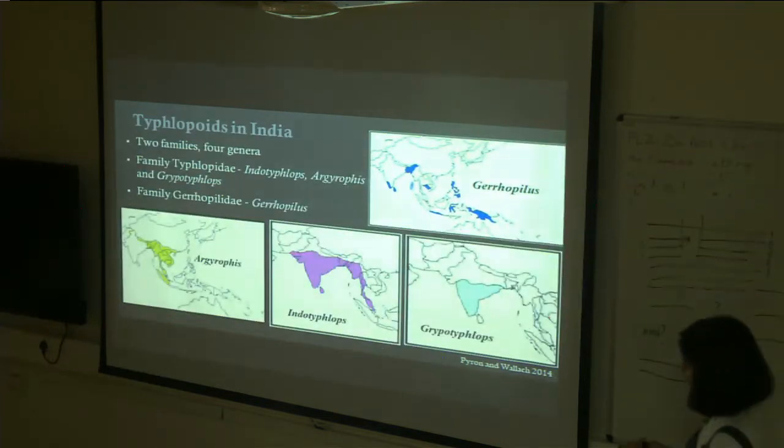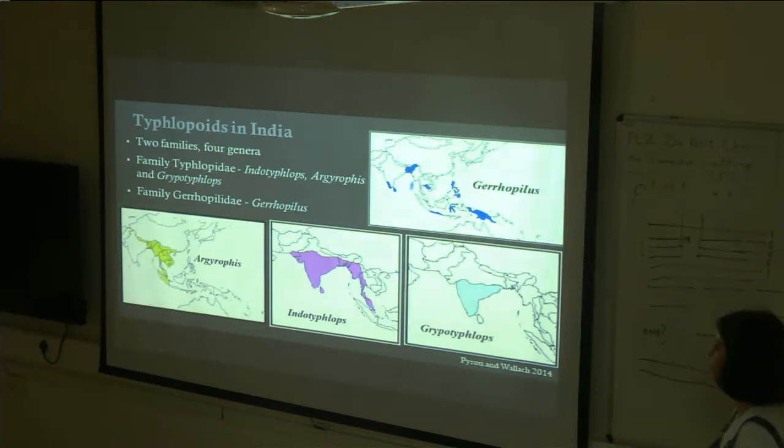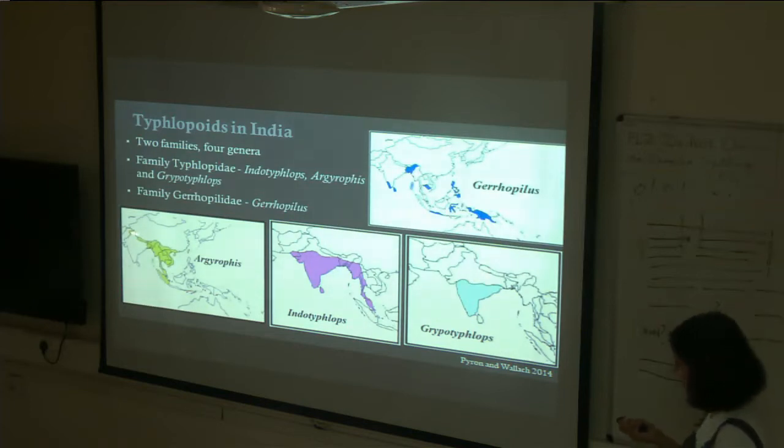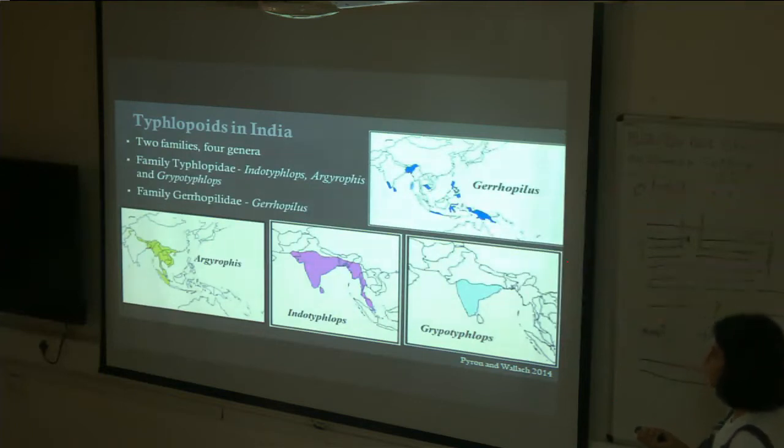And within India, we have 4 genera belonging to 2 families. We have Gerrhopilus, which belongs to the family Gerrhopilidae. And we have 3 other genera from Typhlopidae, which are Indotyphlops, Argyrophis, and Grypotyphlops. Argyrophis is currently found only in the northeast regions of India, so it doesn't really fall in the Indian biogeographic region. And Indotyphlops is found across most of India. I'll come to Indotyphlops later. And Grypotyphlops is endemic to peninsular India.